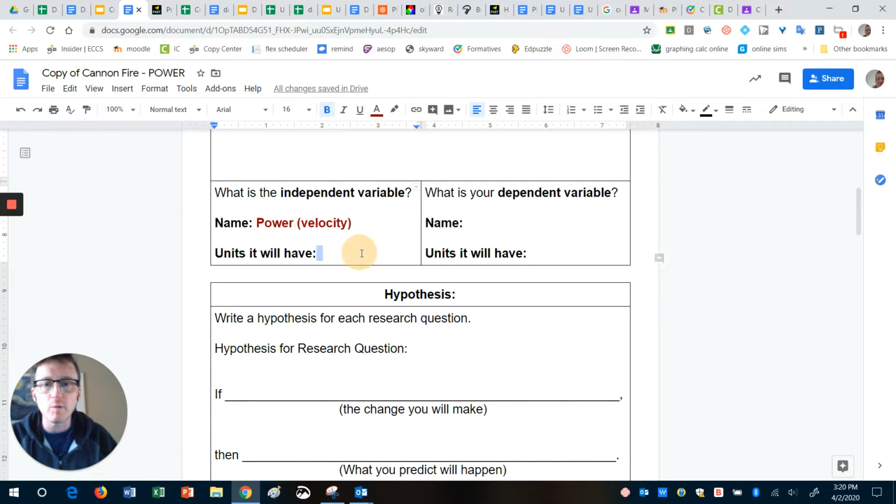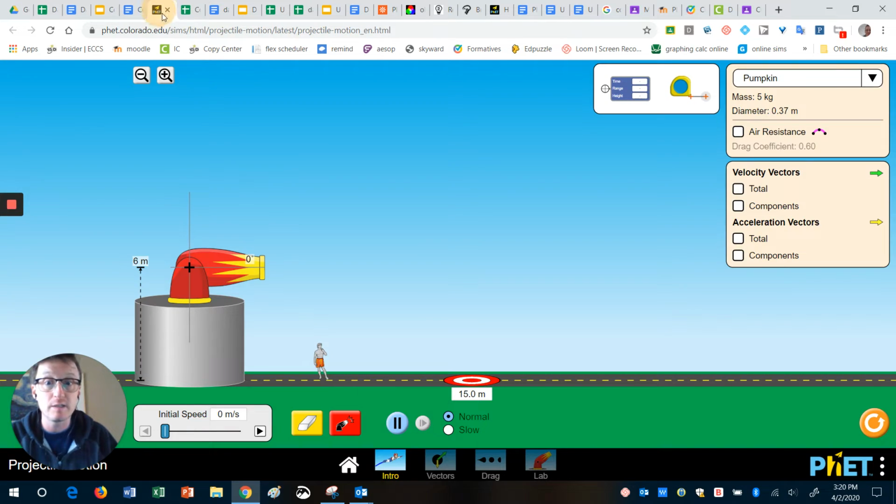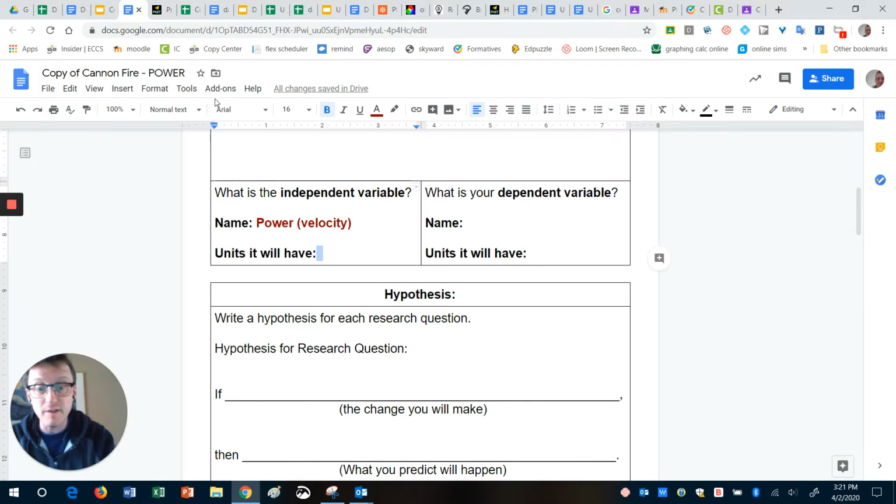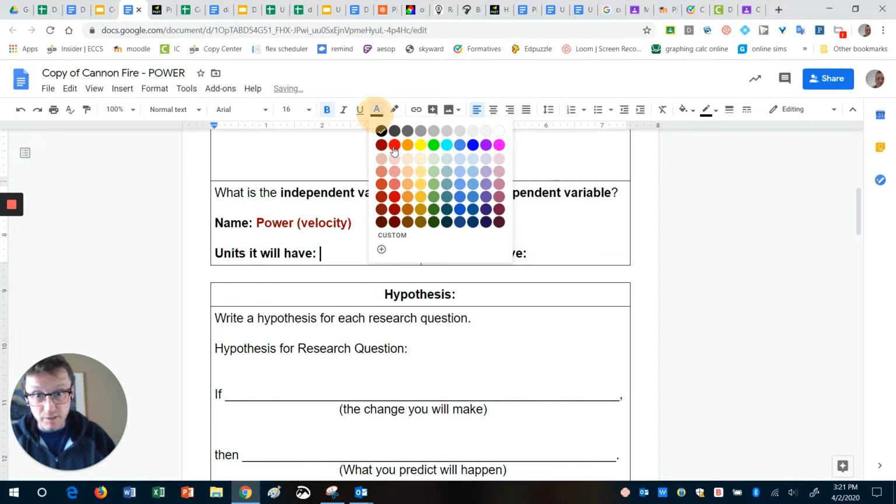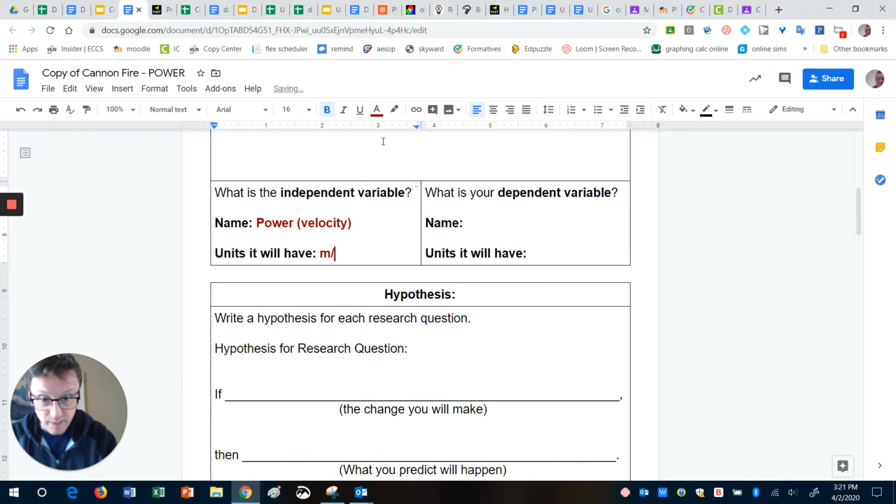And we want to look at, well, what units does it have? Look at the simulator. What units does it have? Meters per second. So I want to make sure I have that. That's really important information to know that your speed is in meters per second. It's not miles per hour. It's not inches per year. It's not kilometers per day. It's meters. How many meters does it travel each second?